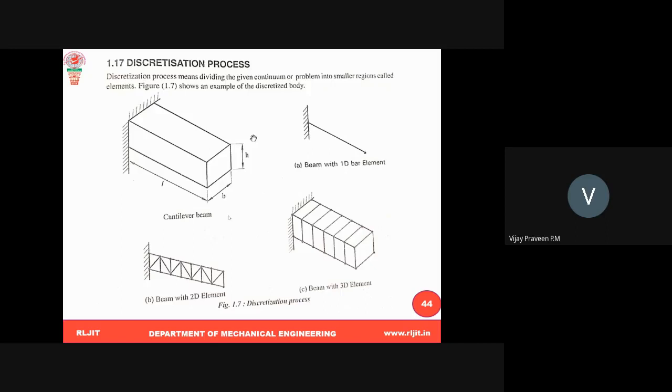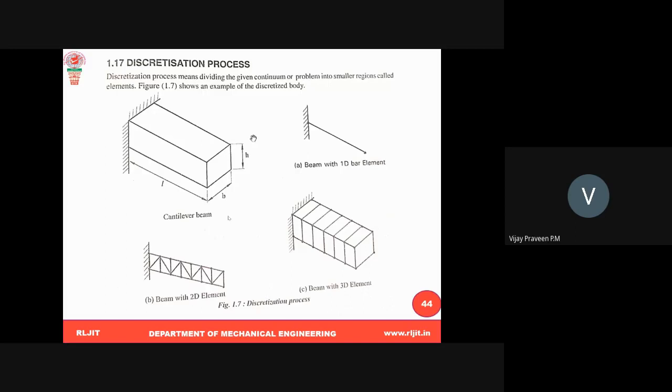Usually, for a beam, we are not going to 2D or 3D. We are going to do only 1D. Why? Because the length is always more in the beam compared to the cross section, like breadth or depth, or it may be radius, whatever the cross section may be. That depends. That's why I usually go for 1D.